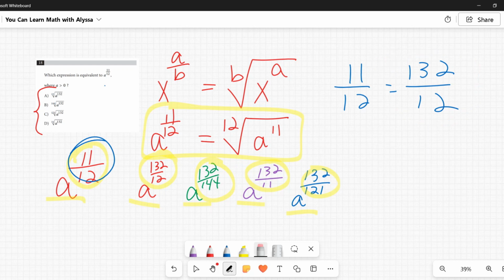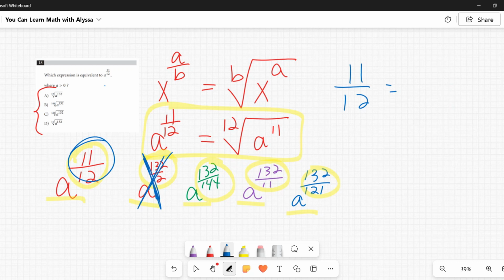And I know that without doing any math, because when you simplify both the bottom and the top, the numerator and the denominator, both of them will get smaller. And that 12 can't get any smaller, because 11 twelfths over here on the left is as simple as it gets. It can't be simplified, so the 12 on the bottom has to be the smallest it can be. If I simplified this 132 twelfths, the 12 would get smaller, so that's not going to work. So that one is out.